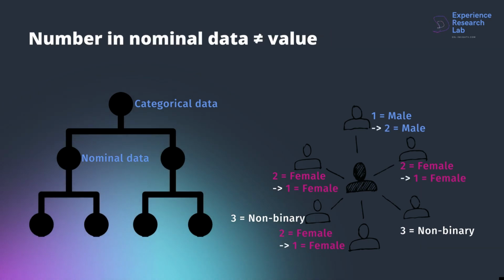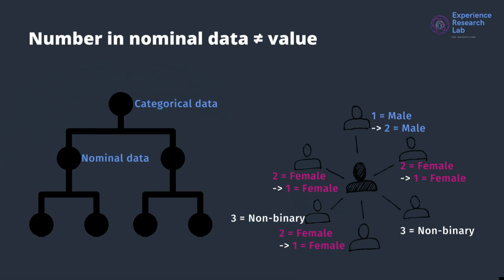Code 1 that you assign to the male is not any higher or lower than code 2 that you assign to the female. Therefore, you can change the code to female as 1 and male as 2 and non-binary as 3. And when you do so, it doesn't have a valuable impact other than changing the category itself.